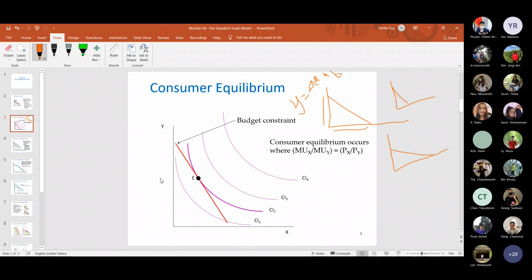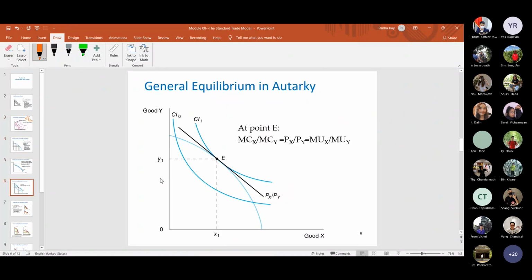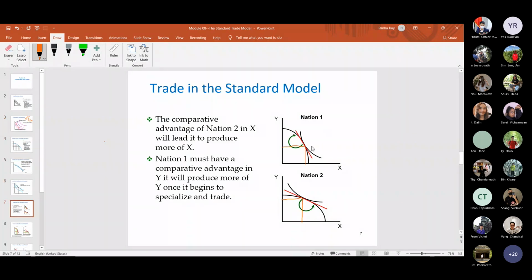That's why you have seen in this slide it can be steeper or flatter. It depends on the willingness of the country to produce that. Am I right? Is that clear for this?